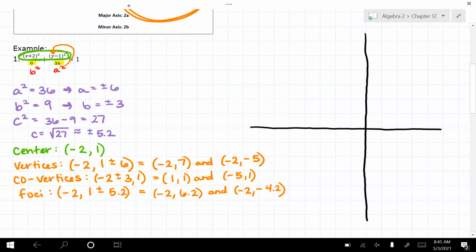Okay, so vertices, we're at -2, 7, and -2, -5. And that's because my center is at -2, 1. So my center moved to the left and up 1 from 0, 0. So these are my vertices. Again, if you need to label them, you can. Co-vertices, we have -2, and then, no, sorry, 1 and 1, and -5 and 1.